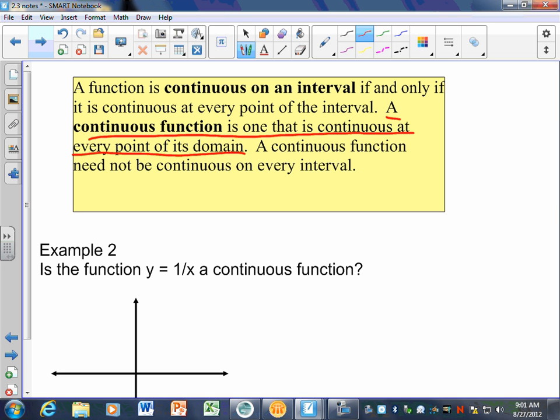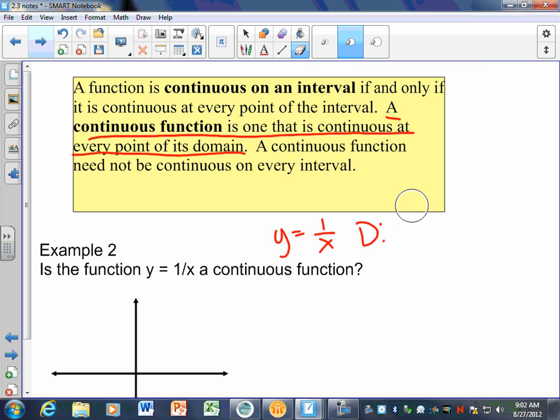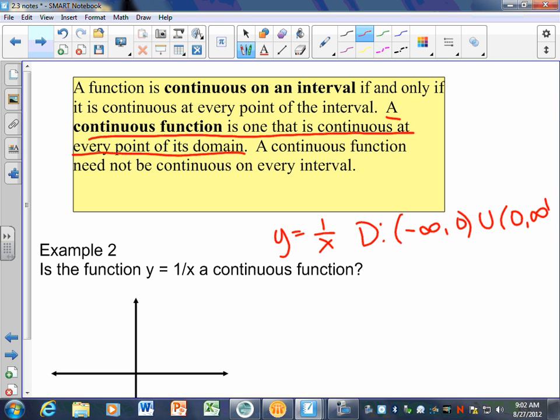So let's think about for a minute, for example 2, if I have y equals 1 over x, what would you tell me the domain of 1 over x is? Is it all real numbers? Everything except 0. Do you agree with that? So I could say the domain, well, I'm going to write it in interval notation. The domain would be negative infinity to 0, and then picking back up at 0 to infinity. Everything but 0, exactly what Morgan said.